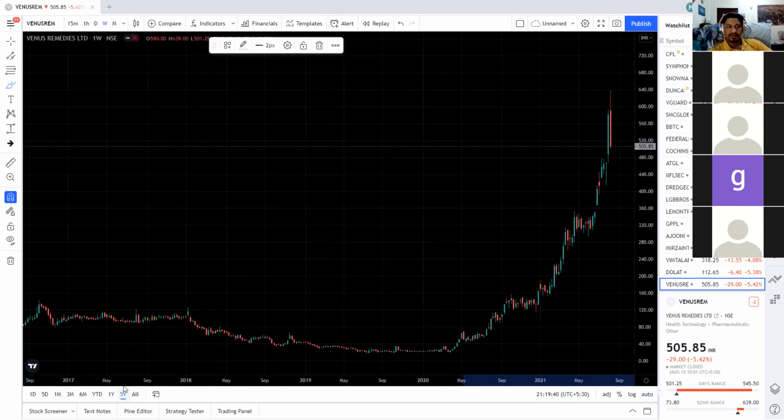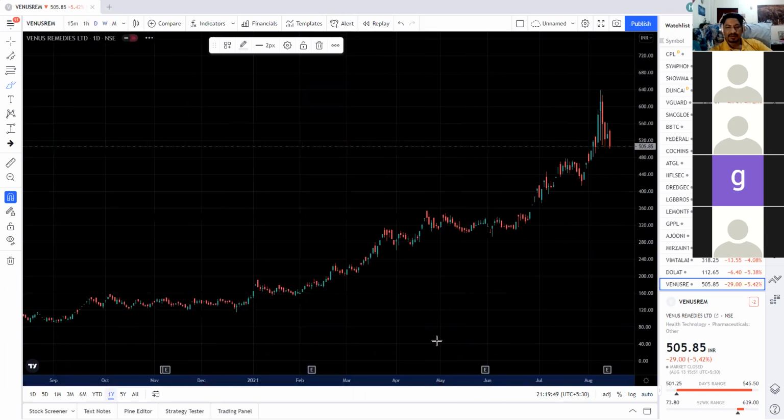When I select 5 year, you can see that it is automatically selected weekly, which means each candle will represent 1 week. When I select 1 year, each candle will represent 1 day. See the time frame on the bottom of my cursor here.